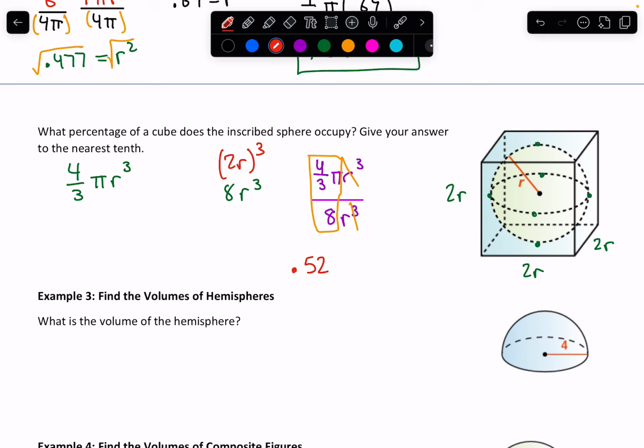percentage of 52% of the space in that box is taken up by the sphere, which isn't great. That's not a super efficient packing strategy. When people ship lots of golf balls or baseballs or Magic 8 balls, they're losing a lot of space in the corners of this box that are empty.